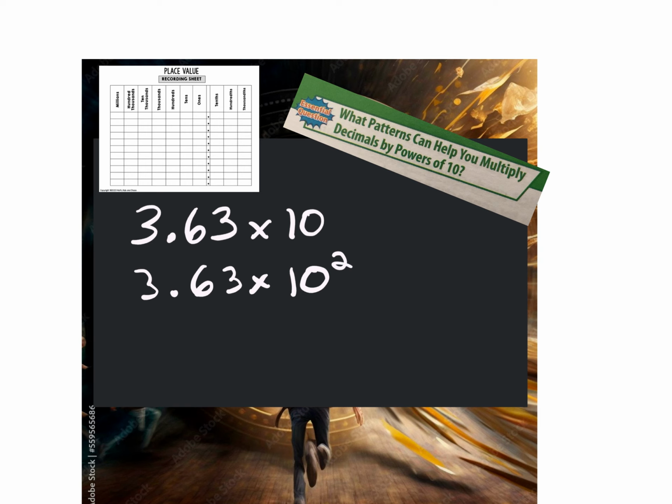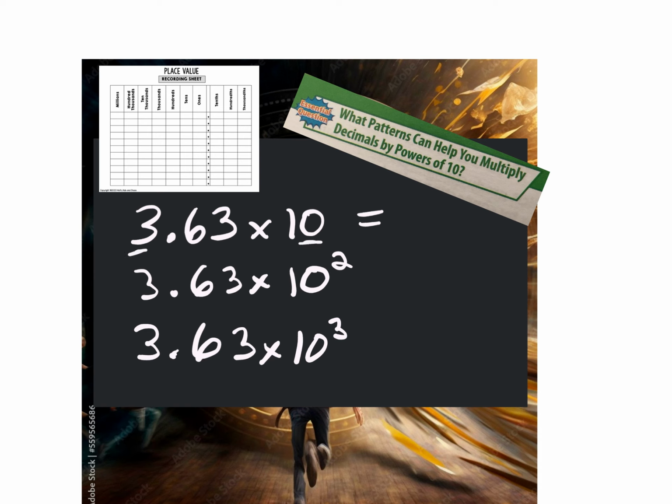So now we're going to try it with a decimal. We're going to plug a decimal point in. We're going to use the same digits, but we're going to use 3 and 63 hundredths. Let's multiply that by just 10. And then 3 and 63 hundredths times 10 to the second, which is the same as 100. And we'll do 3 and 63 hundredths times 10 to the third, which is also equal to 1,000.